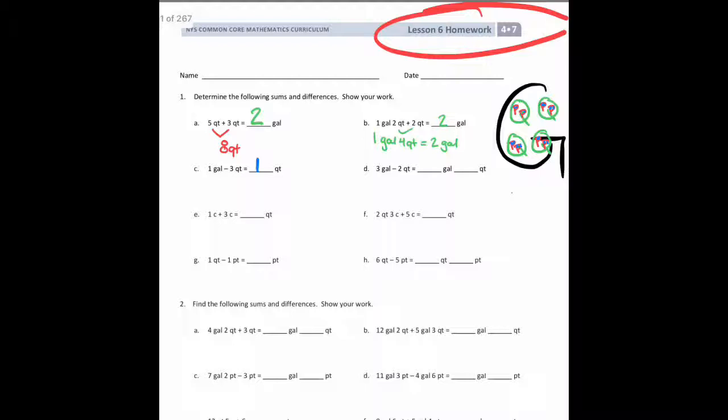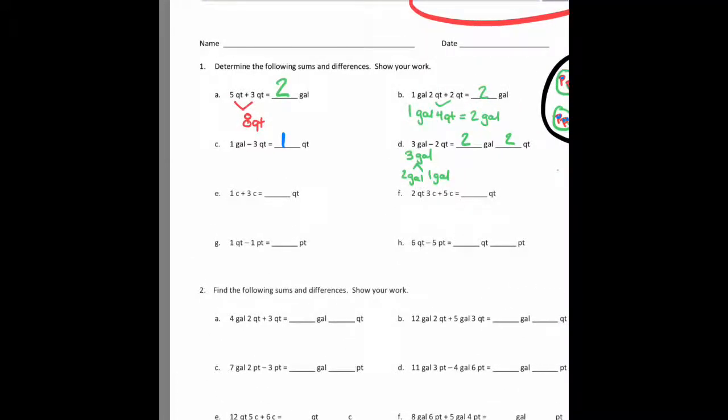Okay, D, 3 gallons minus 2 quarts. Well, that's kind of hard to do without changing one of the gallons into quarts. So this is how I'm going to write it. Say 3 gallons. I can split that up into 2 gallons and 1 gallon, and 1 gallon is the same thing as 4 quarts. If I took one of those gallons and took away 2 quarts, I would have 2 quarts left. So I have 2 gallons and 2 quarts.